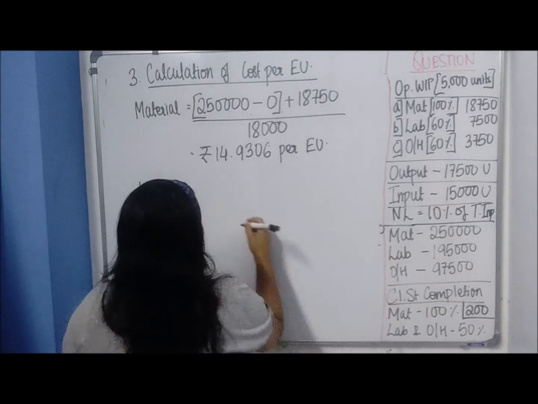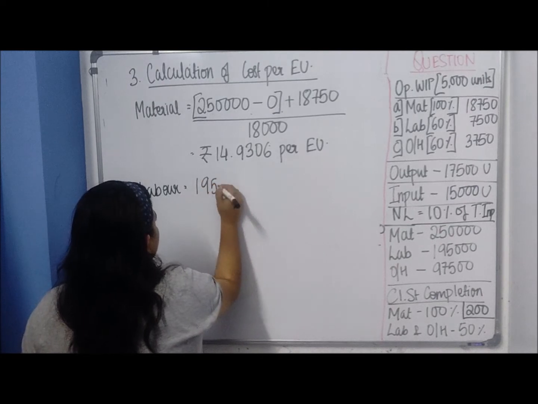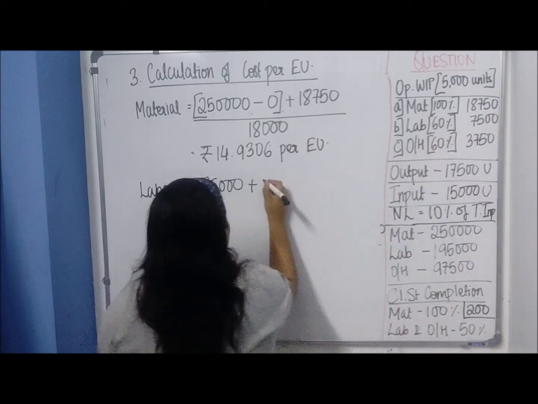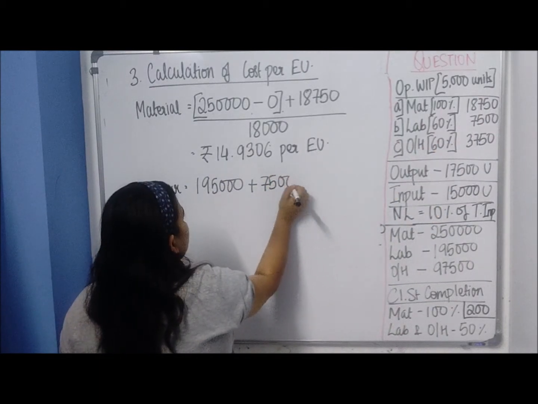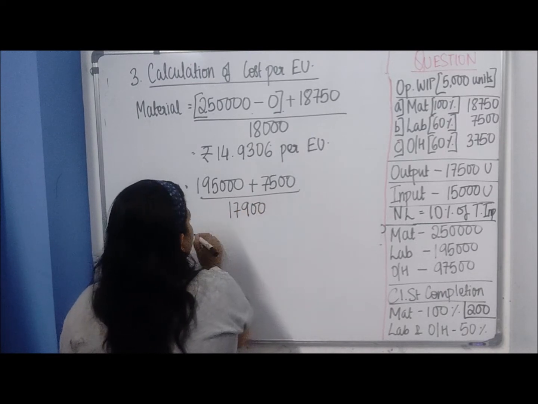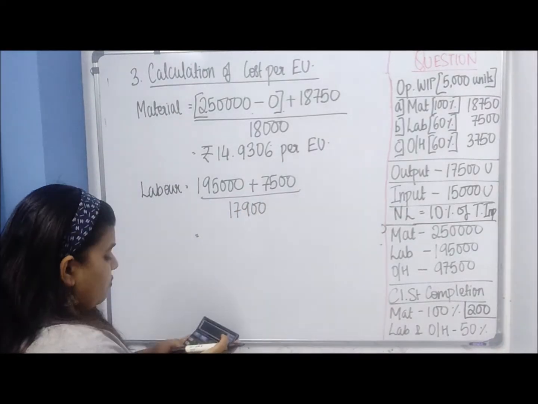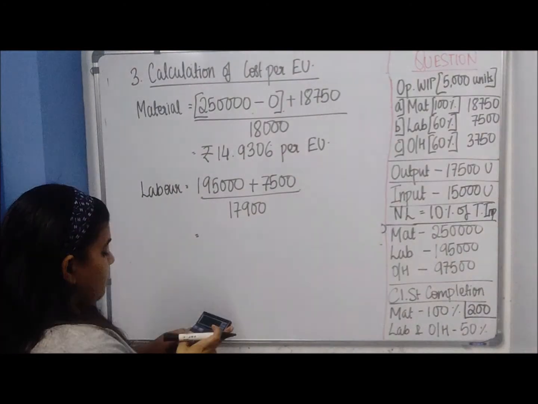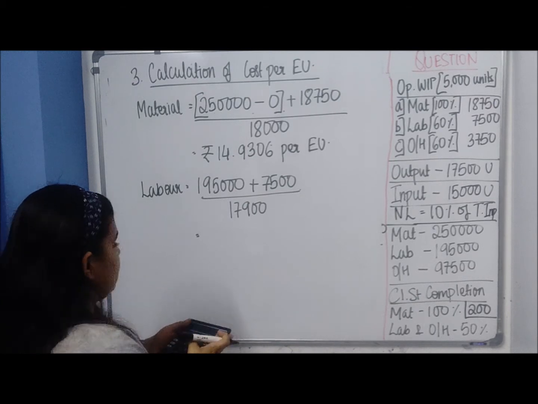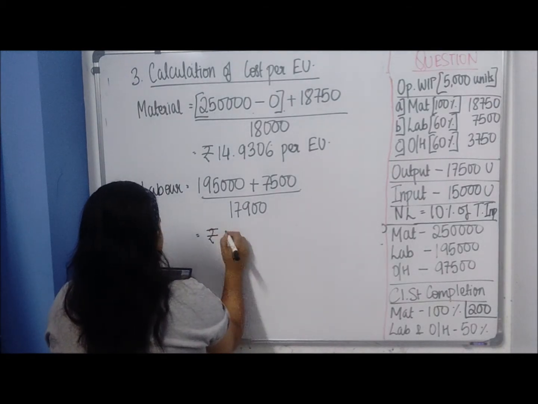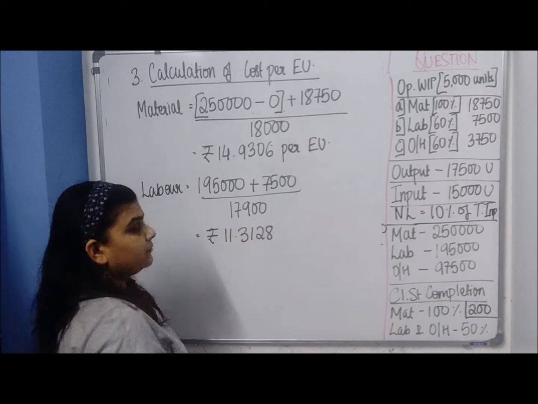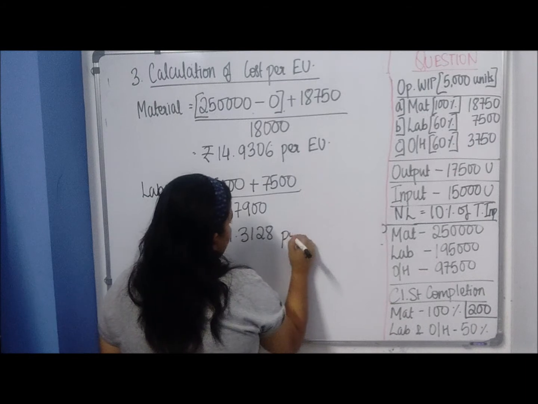Now coming to labor. Labor cost for this year is 1,95,000 plus the labor cost of my opening WIP, because I want to average this cost also, divided by 17,900 equivalent units. That is 1,95,000 plus 7,500 divided by 17,900. That is equal to rupees 11.3128 per equivalent unit.